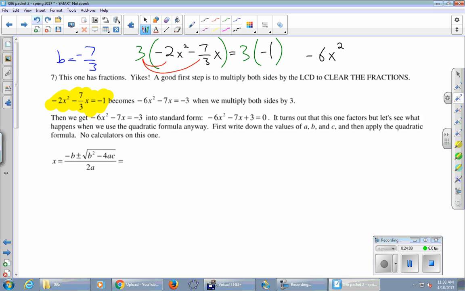So what's left when I cancel? It's just a minus 7x. Equals, another common mistake is to keep that negative 1 as a negative 1, but it changes. Everybody changes. What is this? Now it's a negative 3. Okay?